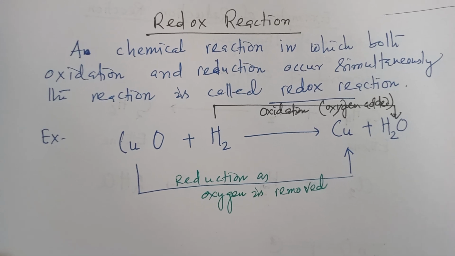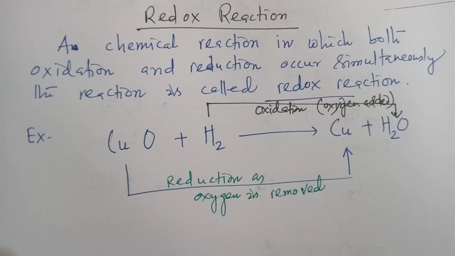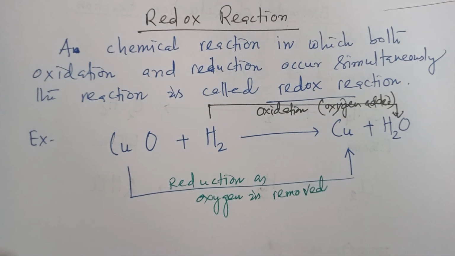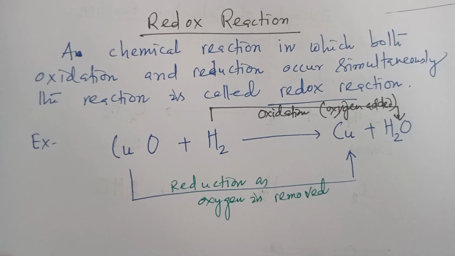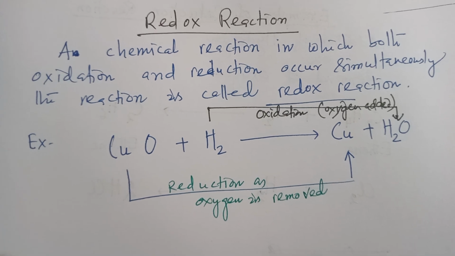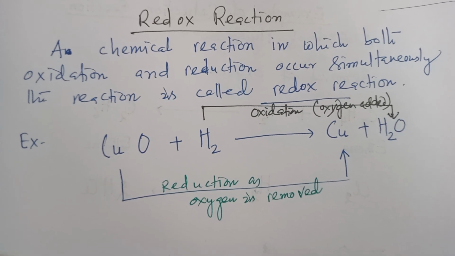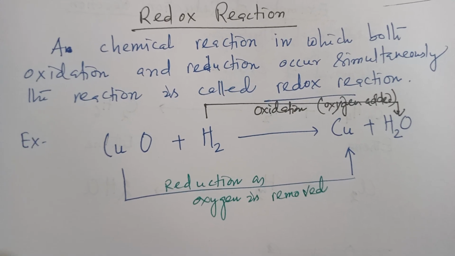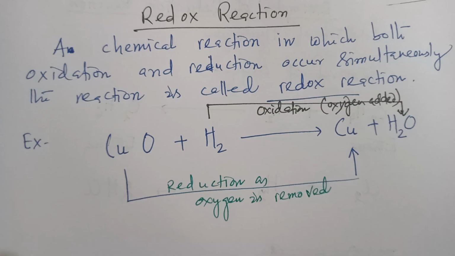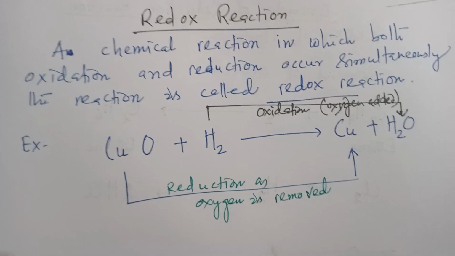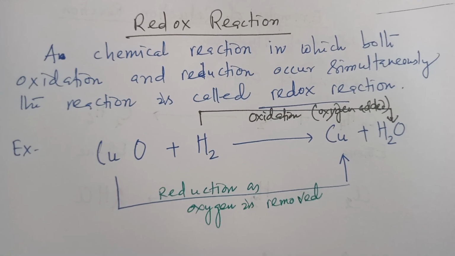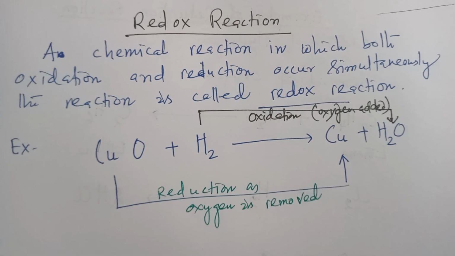In many reactions, the oxidation and reduction reactions occur simultaneously. So those reactions are called redox reactions. So a chemical reaction in which both oxidation and reduction occur simultaneously is called a redox reaction. Here is an example, copper oxide reacts with hydrogen to form copper and water.